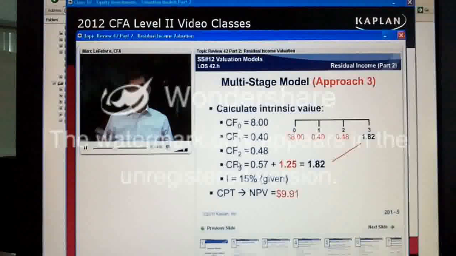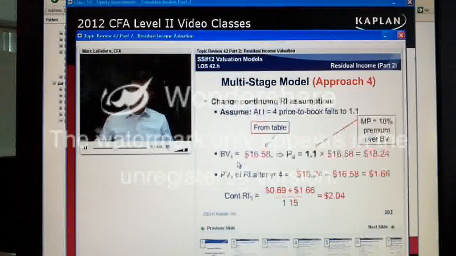Again, the whole point of the exercise is to make sure that you recognize that the terminal value in year 4 has to be moved back to year 3 and then present valued back. All right, now, remember when we were going through that chart, I said highlight the book value in year 4. It was that $16.58. Well, guess what? It shows up again.